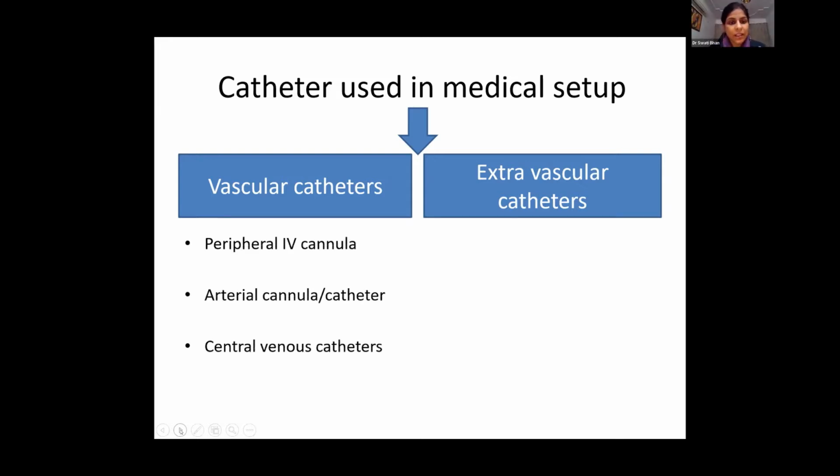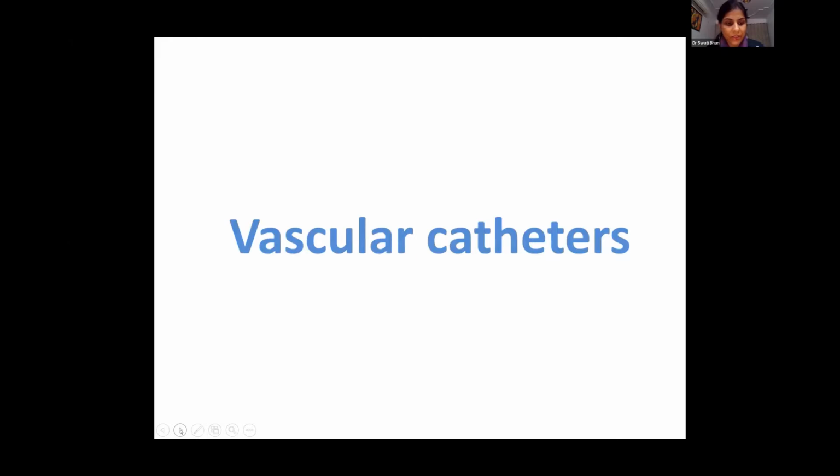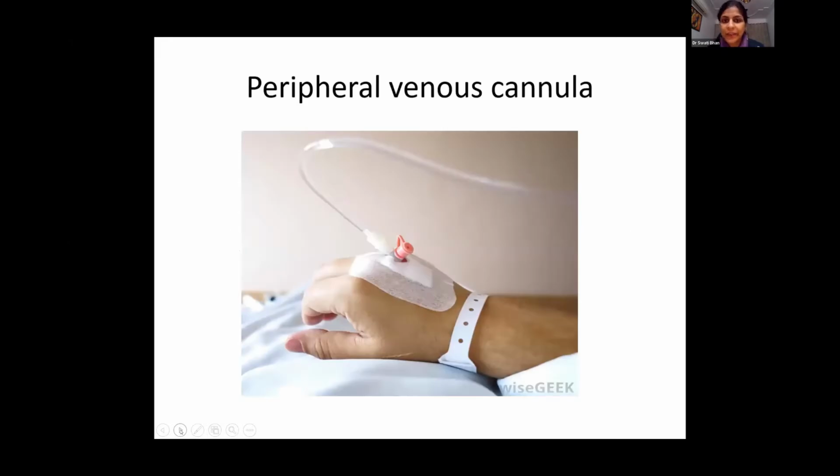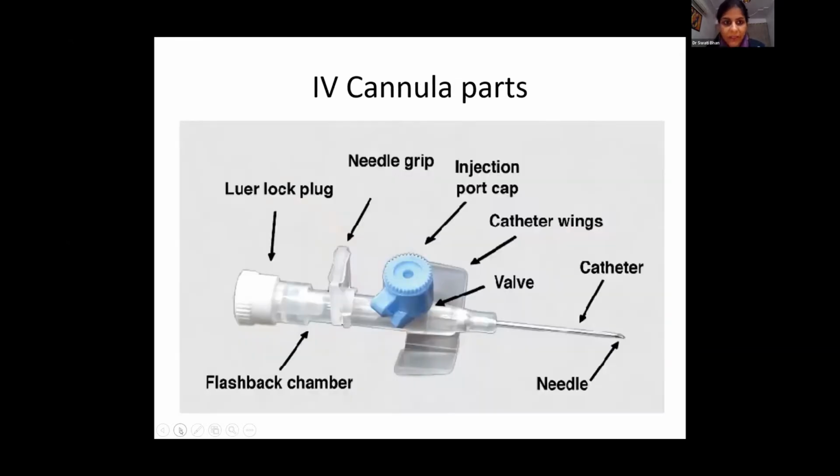The vascular catheters include the peripheral IV cannulas, the arterial cannulas or catheters, and the central venous catheters. The extravascular catheters, which we'll be discussing today, include the Foley's catheter and the pigtail catheters. Coming to the vascular catheters, this is a simple peripheral venous cannula we are all familiar with. It has a luer lock plug, a needle grip, an injection port cap, catheter wings, a valve, a catheter and a needle.